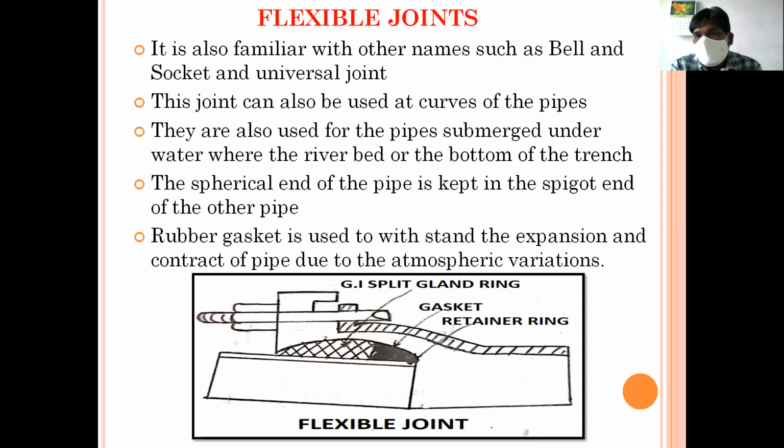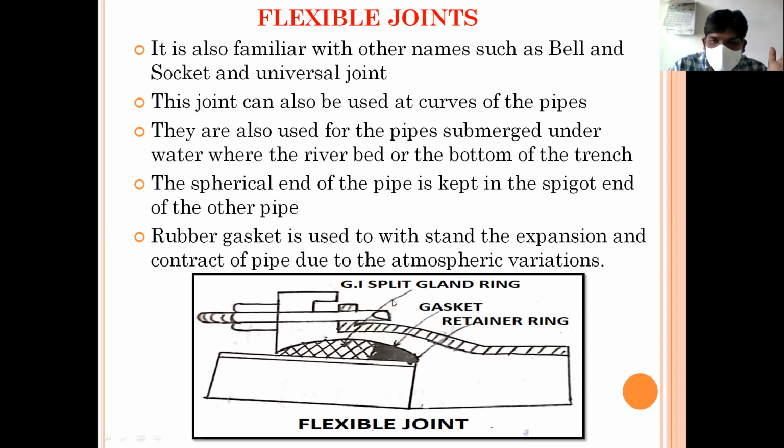These are more suitable. See here, the spherical end of the pipe is kept in the spigot end of the other pipe. The end of the pipe will be kept over here, and this bolt is used to tighten the joint. Once it is tightened, it automatically closes, it moves down, and the joint will be placed, or else the lock will be connected. The rubber gasket is used to withstand the expansion and contraction of the pipe due to atmospheric variation. Did you understand?